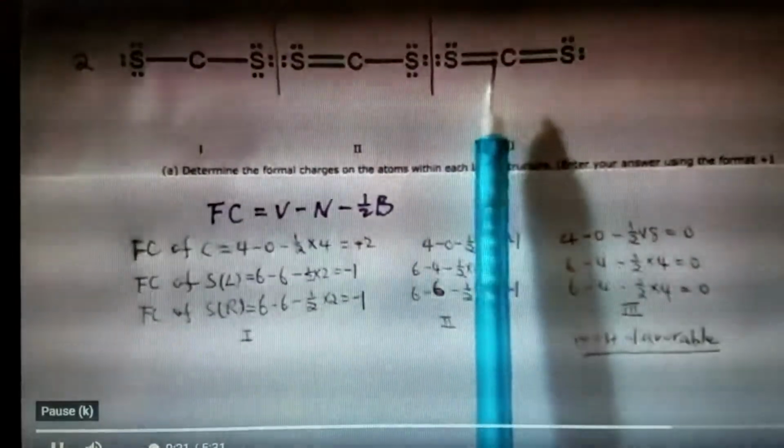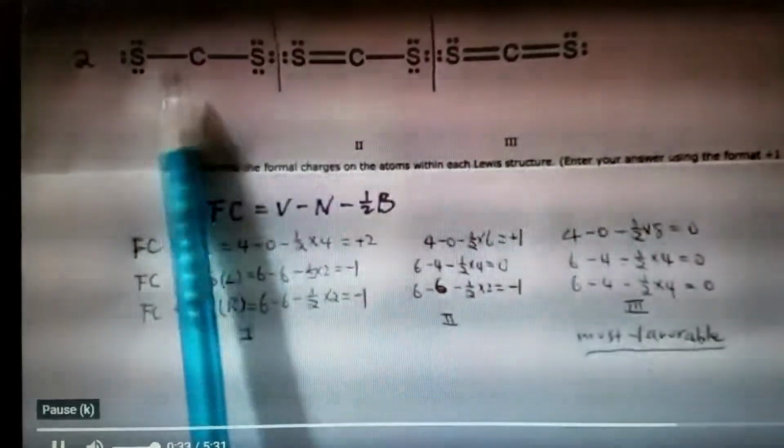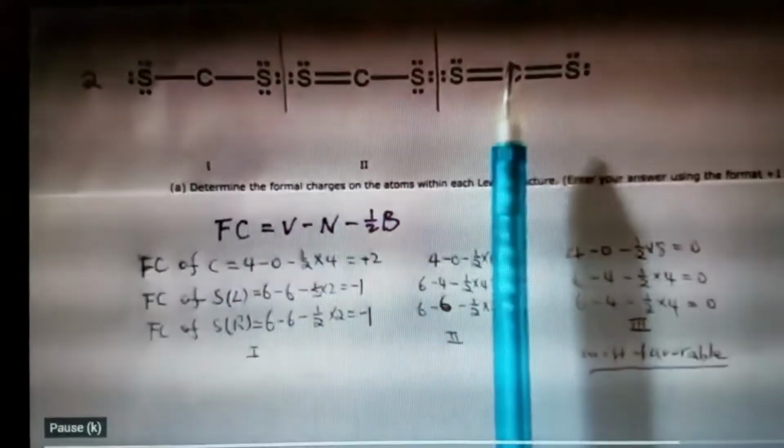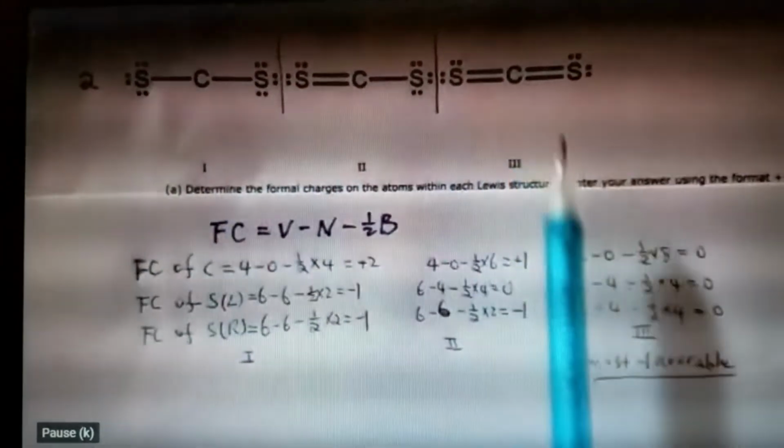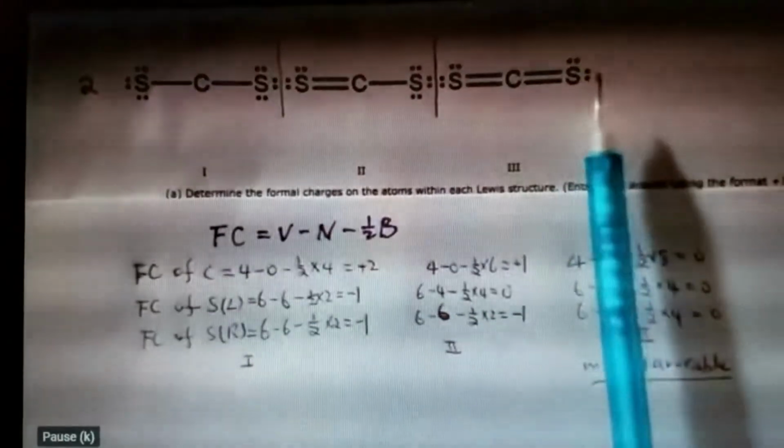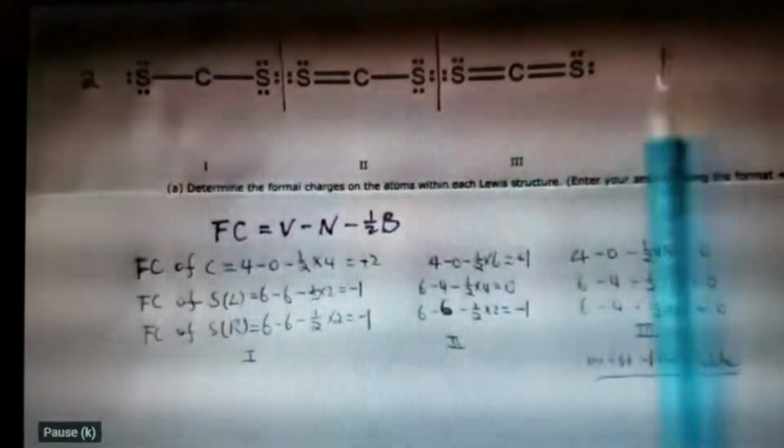Basically, we have 3 structures, or three carbon disulfide molecules. Okay, so again, I drew a line between each structure so that you understand that should be 3 different, slightly different resonance structures, not just one structure.